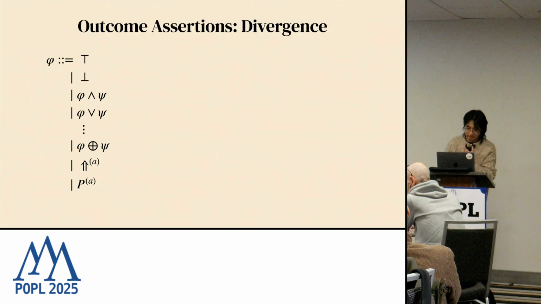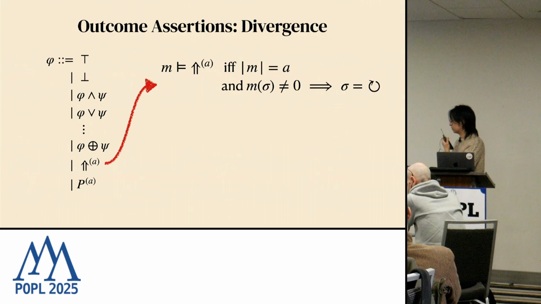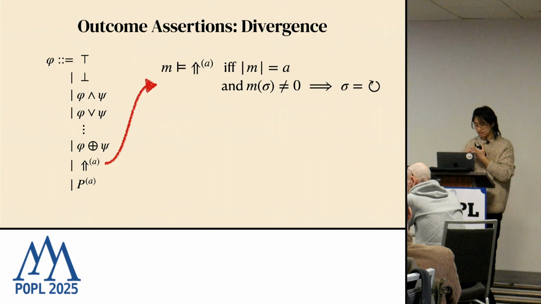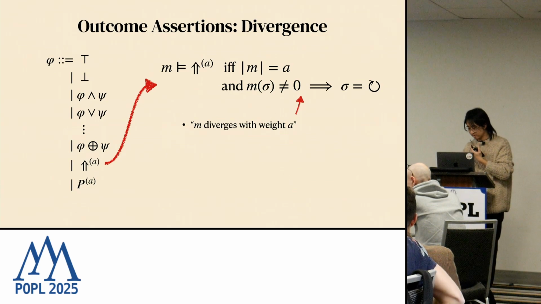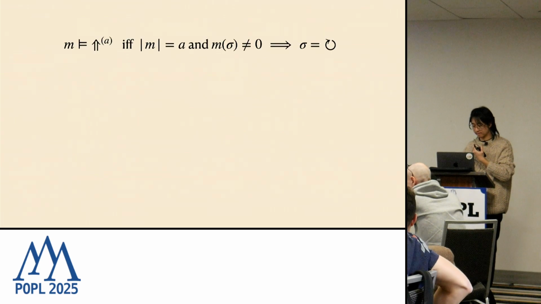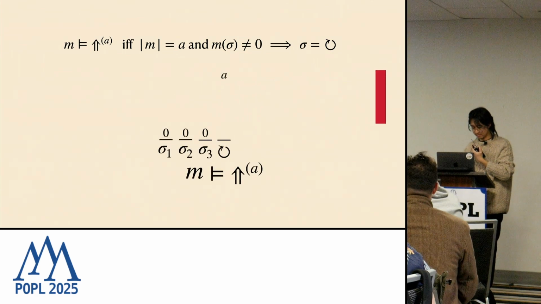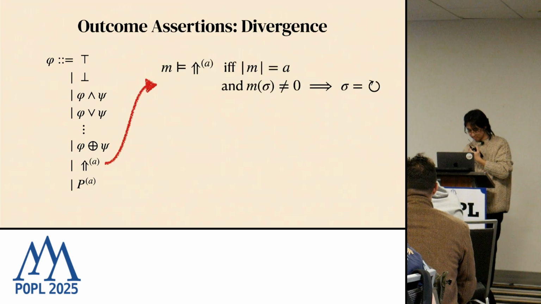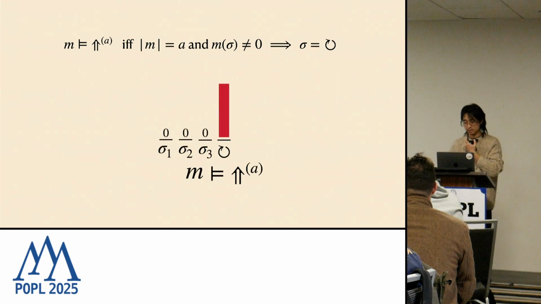So the next primitive assertion that we have is to support divergence. This is very, very similar to the weighting of program properties, except here any weighting function that satisfies this assertion must diverge with a weight A, and it must only diverge. So this essentially consists of a set of one single weighting function that looks like this, with all the weights on the non-termination outcome.